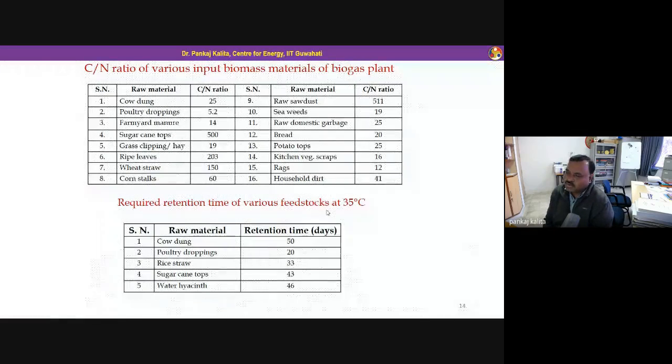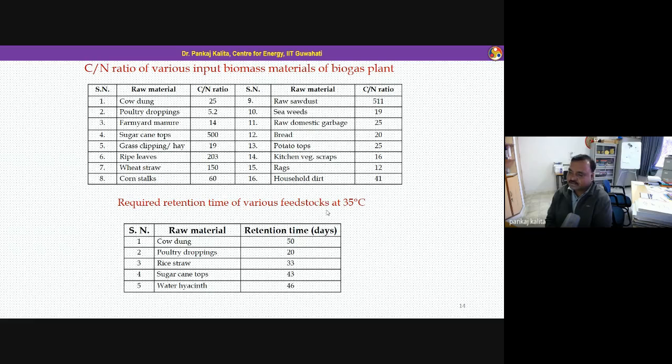So now we'll present some of the numerical values of the feedstock which carries this C/N ratio. Like cow dung, C/N ratio is about 25, and poultry droppings, it is 5.2. You can see the values for different substrates. Raw sawdust is 511, so it's very high. We cannot use this sawdust for anaerobic digestion straight away. We need to do something before it is introduced in the anaerobic digestion. So we need to do some kind of mixing.